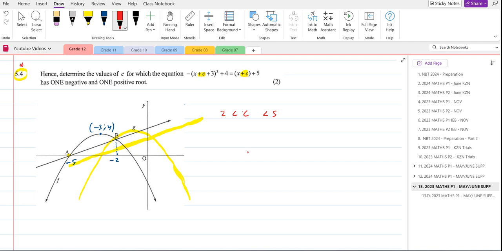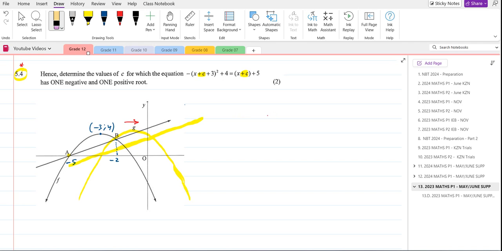But will that work? More than 2 but less than 5. Will it be positive or negative? Because now if I put 2 here, we know we are shifting it to the right. Shifting to the right means the value of C needs to be negative. Okay, so it can't be this answer.